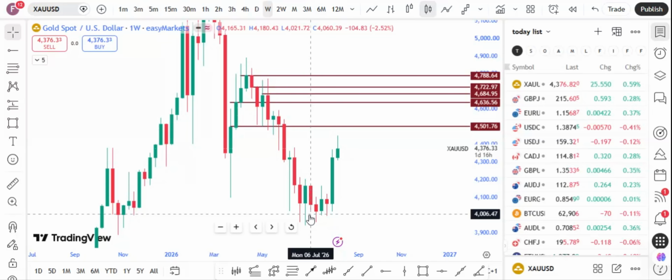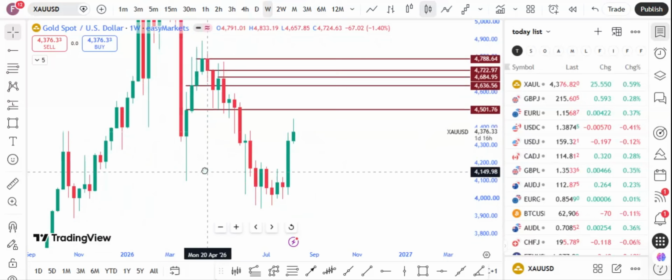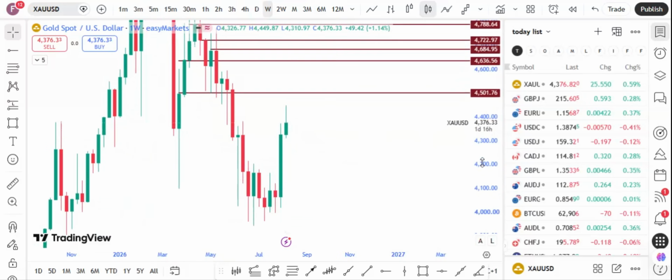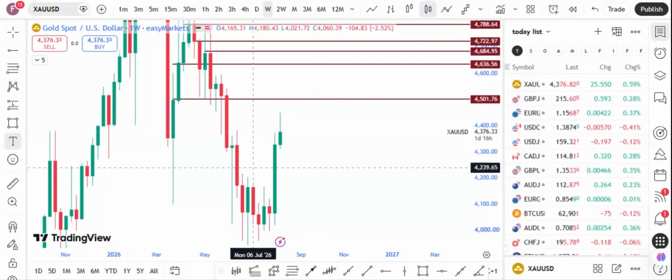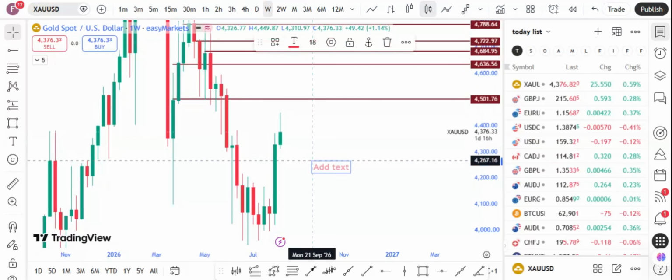Okay, so this is how I mark those levels. Now, when we talk about directional bias, it has to do with higher time frames. It's your monthly, your weekly, and your daily that you use to decide your directional bias.